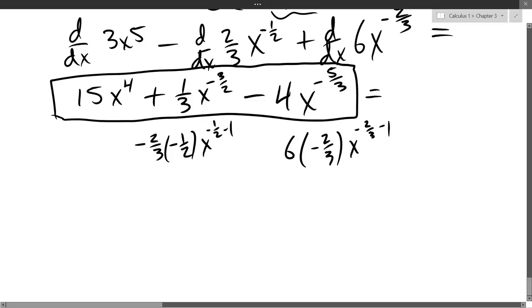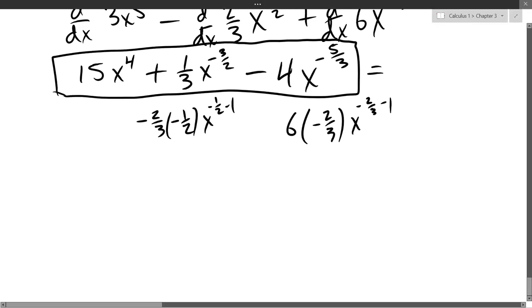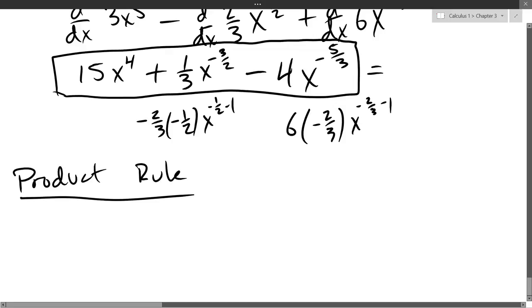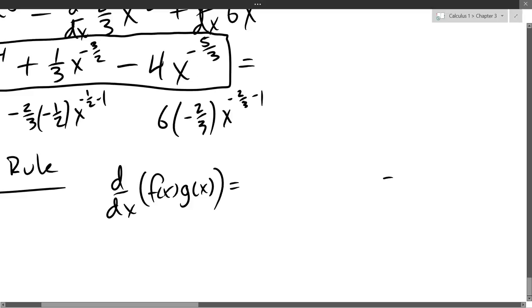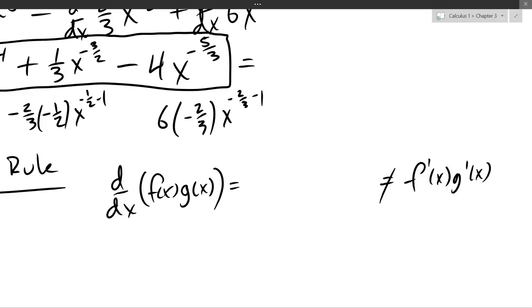So we did some difference rule. Now we're going to do product rule. All right, so those are all the examples covering all the rules we did so far. So this is the derivative of two functions multiplied together. So first of all, write what it is not. It is not the two derivatives multiplied together. So that is not the product rule. That's probably the most common miswritten product rule right there. So none of you are going to write or use this fake product rule.